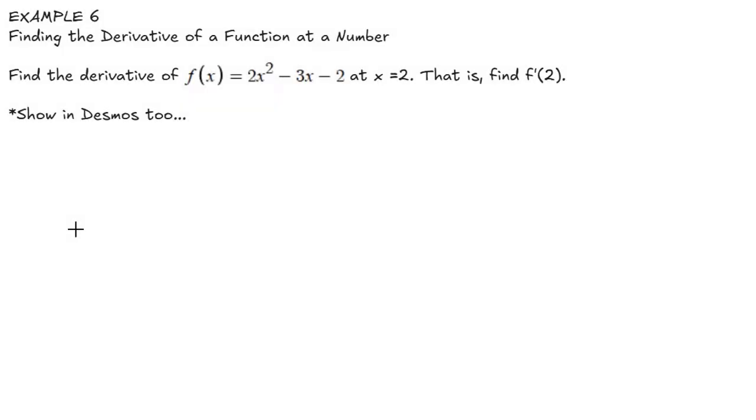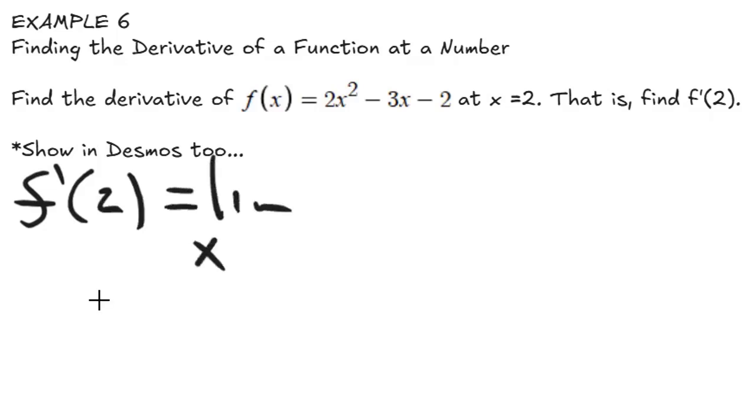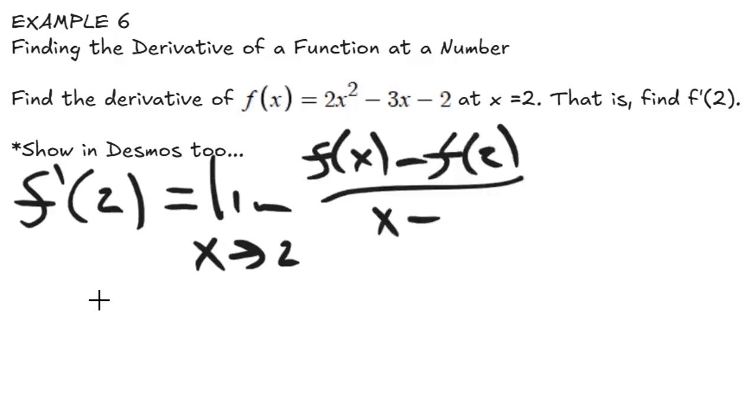Let's run through an example so we can see what we're talking about here. We want to find the derivative of f of x equals 2x squared minus 3x minus 2 at x equals 2. In other words, we want to find f prime of 2. Using correct notation, we're going to write f prime of 2 equals the limit as x approaches 2 of f of x minus f of 2 all over x minus 2.